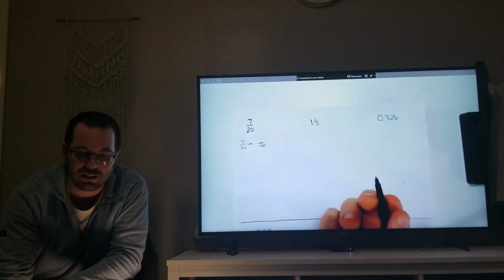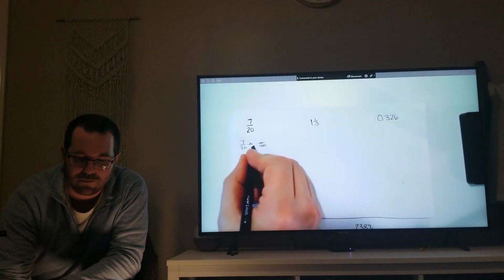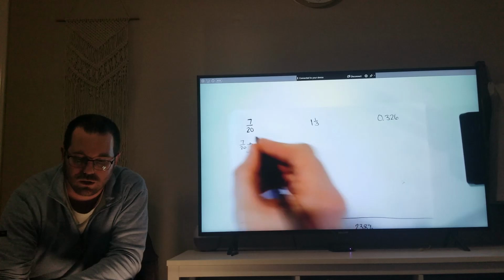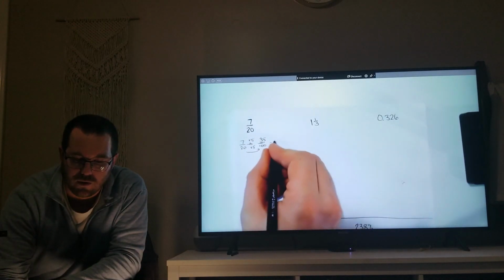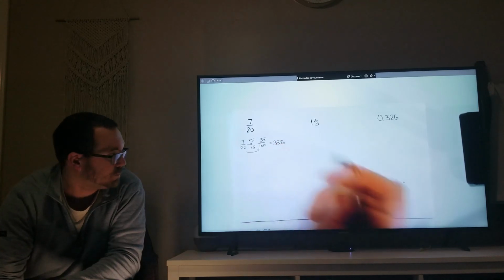And as we saw in the last question, I have to multiply by 5 to go from the 20 to 100. Do the same to the top. I get 35 over 100, or 35%.